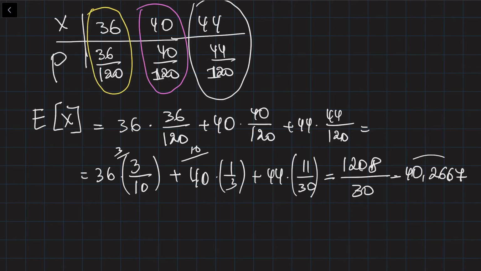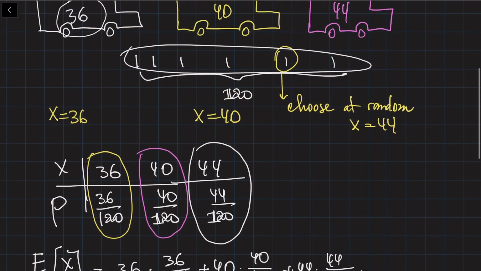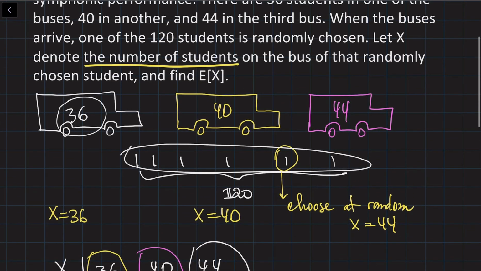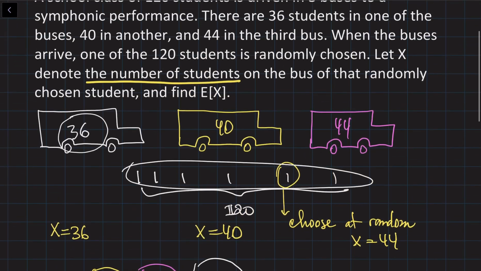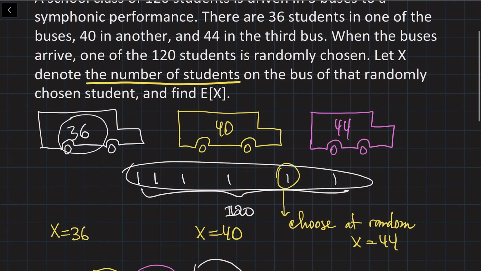40.2667. So what does it mean? It means that if we choose one of the students, the average number of students on that bus is going to be equal to 40.26. The interesting part of this problem is that we have 120 students, and if we divide them into the three buses equally, it is going to be equal to 40, right?